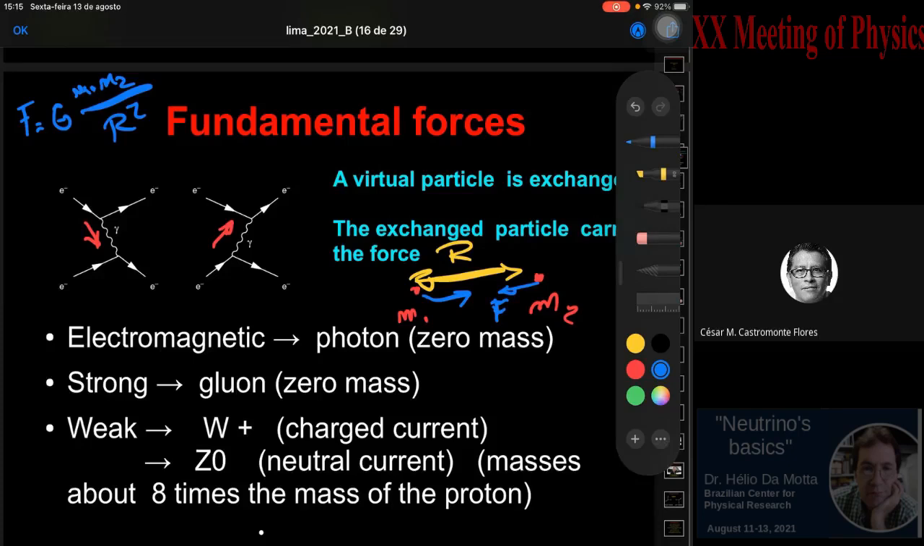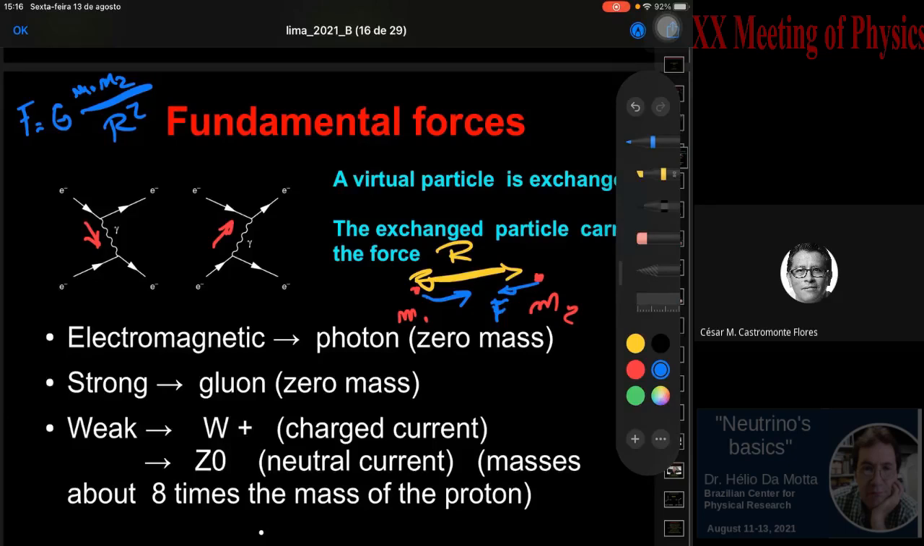What's happening there has nothing to do with electromagnetism. It happens not because they have electric charge, but because they have mass, like the Earth. So in that case, we say that particles also exchange something that produces the gravitational attraction. This is an idea, because we don't know yet.